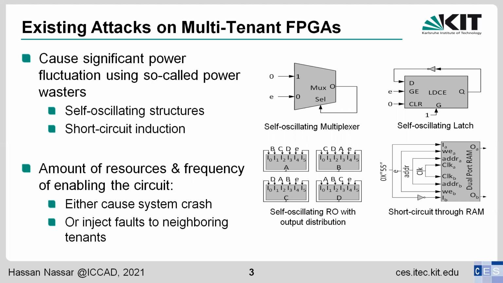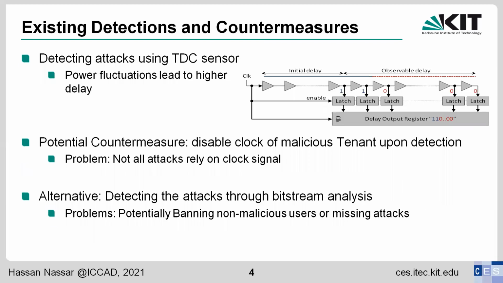Based on the resources used, for example the number of multiplexers, and based on the toggling frequency of this circuit, one can cause either a system crash or inject faults into a neighboring tenant. As you can see, in all of them there is an enable pin, and this depends on its enabling frequency. As I said, this attack is already seen in the literature, and of course there are some ideas for the detection of and countermeasures against this attack.